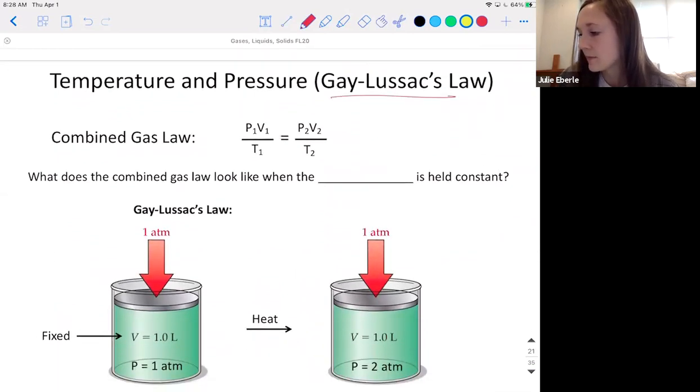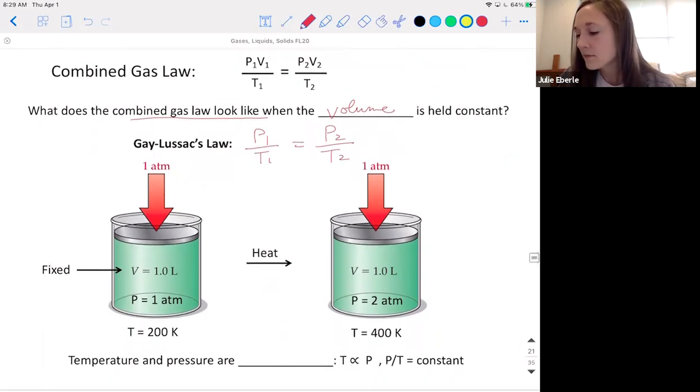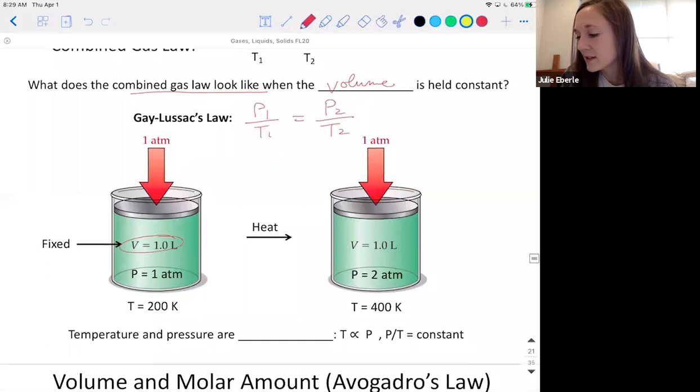Next one, Gay-Lussac's law. This one is between the last two properties we have not examined, temperature and pressure. We're holding volume constant here. So this is what the combined gas law looks like when the volume is held constant. Now we're not moving the lid on the cylinder. Gay-Lussac's law is P1 over T1 equals P2 over T2. Again, whatever is being held constant, you remove from the combined gas law. The volume is now fixed, so we're not moving the lid this time.